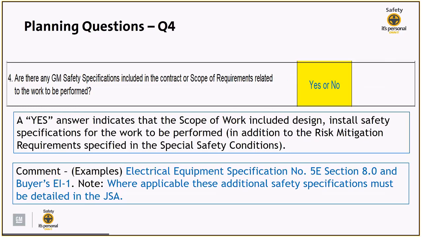So just keep in mind, this question 4 has nothing to do with worker engagement or GM special safety conditions. This is saying, hey, were there any other contractual requirements that the seller had to abide by that were included in their SOR or SOW? So just to note as well, where applicable, these additional safety specifications must be detailed in the JSA.